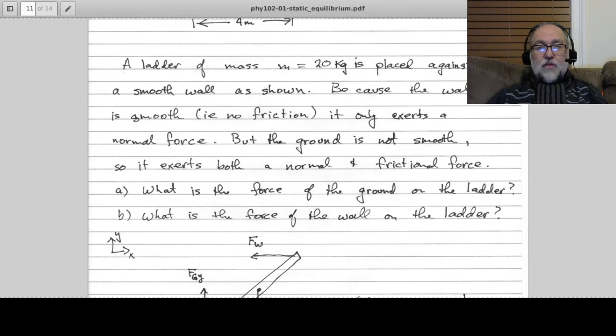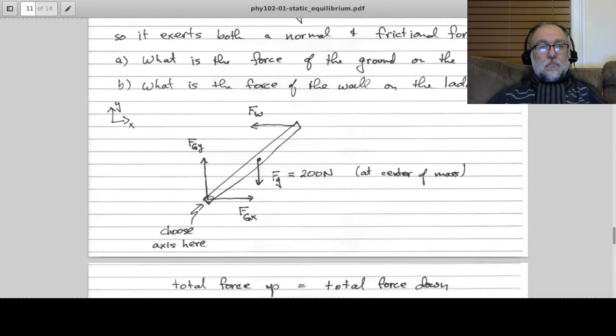All right, free body diagram. Here we go. What's going on here? Let's start off with gravity. The ladder has a mass of 20 kilograms, so it's going to have a weight of 200 newtons. You attach that vector right at the center of the ladder. There it is, at the center of the ladder. And which way is it acting? Straight down, like that. 200 newtons, acting at the middle, straight down.